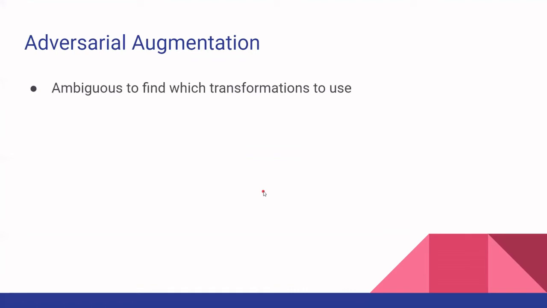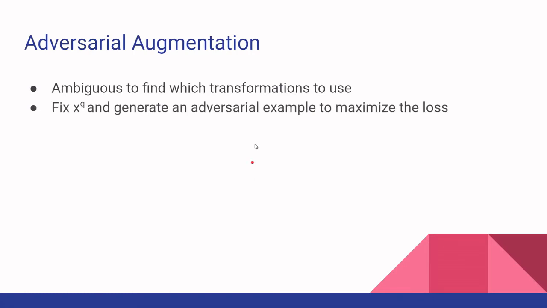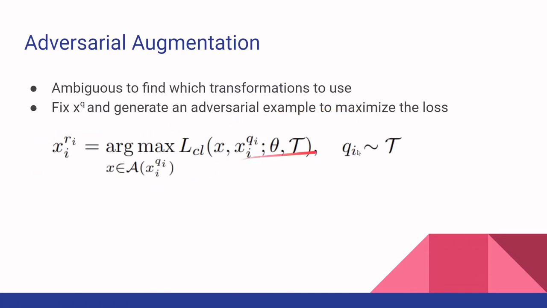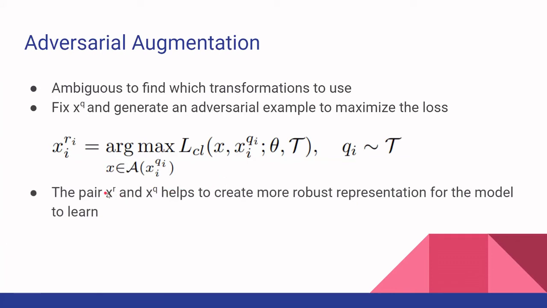The issue here is it's ambiguous to figure out which transformations to use that would generate the highest loss. And so the authors suggest that we fix one transformation XQ and generate an adversarial example to maximize the loss. And so in this equation here, we have the set of transformations. And so we use one transformation on XQ, and we calculate a set of adversarial examples for that transformed image. And then the adversarial pair image is determined based on which adversarial image will generate the highest loss with the transformed image. And the idea here again is that the XR, which is the adversarial image, and XQ, which is the transformed image, will help create a more robust representation for the model to learn on.